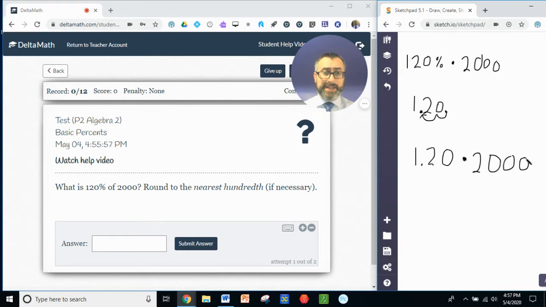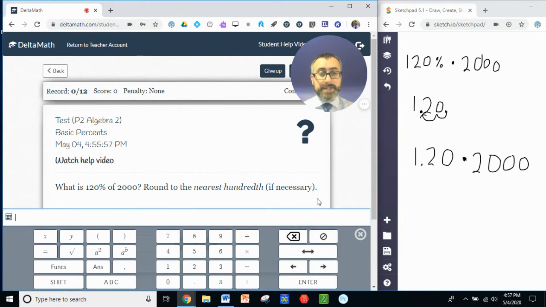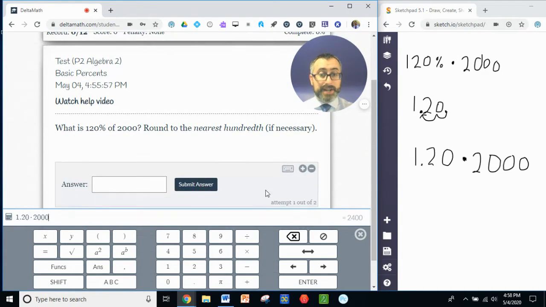And we can grab a calculator to do that for us. I'm going to grab the one that's over my head. So I'll type this in. 1.20 times 2,000. My answer is 2,400. Do I need to round to the nearest hundredth? No, it's not necessary. I don't have more than 2 things after my decimal point. In fact, I just have this decimal and no information after it. So I don't need to do any rounding, and I submit my answer.